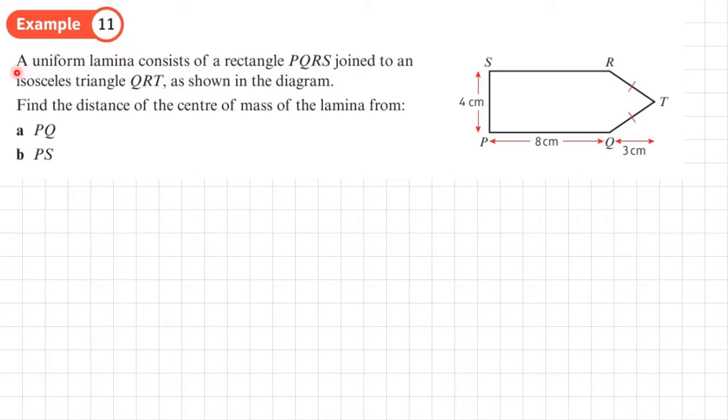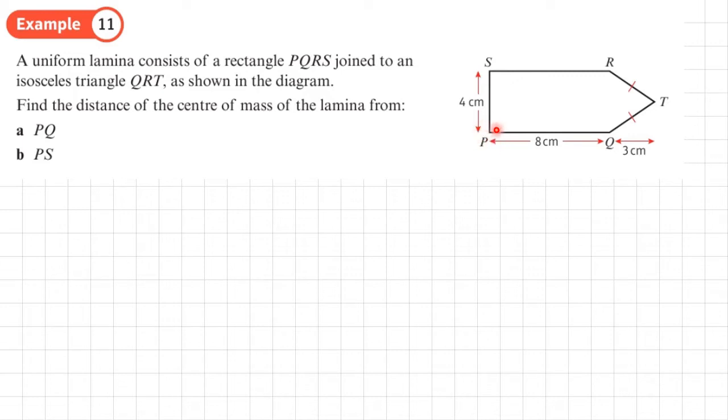Example 11. A uniform lamina consists of a rectangle PQRS, here we go, PQRS, joined to an isosceles triangle QRT, as shown in the diagram, so they've marked on that these two sides are the same length here. Find the distance of the center of mass of the lamina from PQ and PS. Now, since we're finding the distance of the lamina from those points, it makes sense to put the origin here.